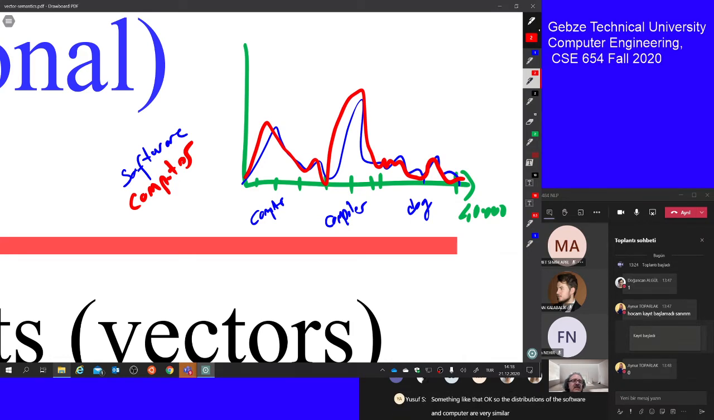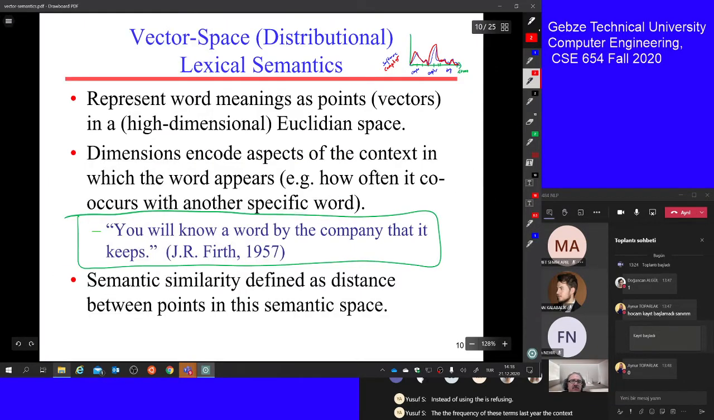The idea is, instead of using the frequency of these terms, let's use the context distribution of the terms. So: vector space, distributional vector space, lexical semantics. Dimensions encode aspects of the context in which the word appears.